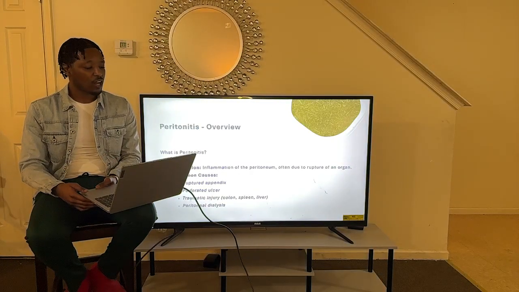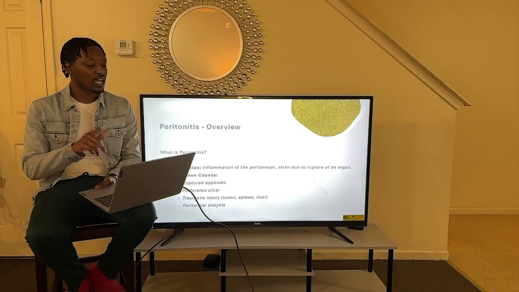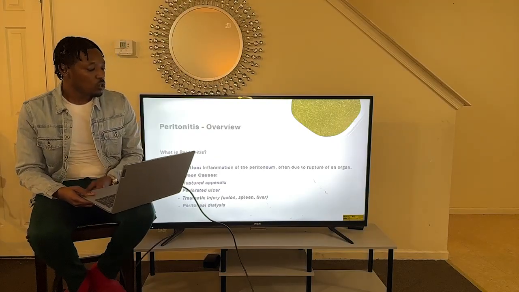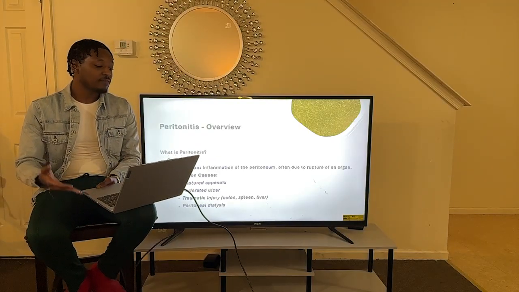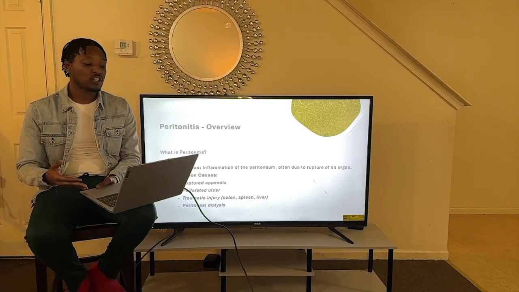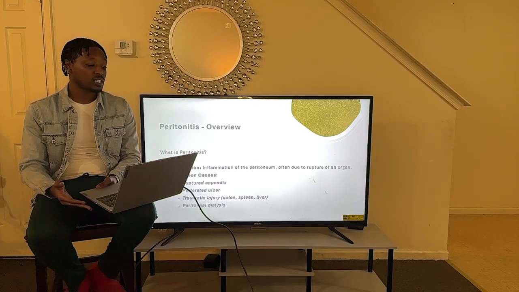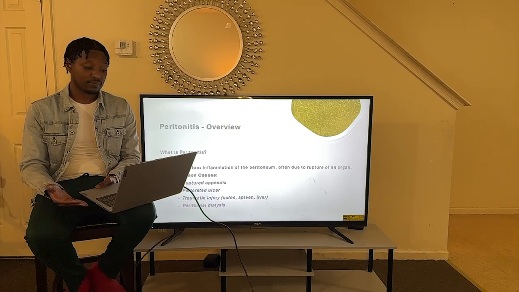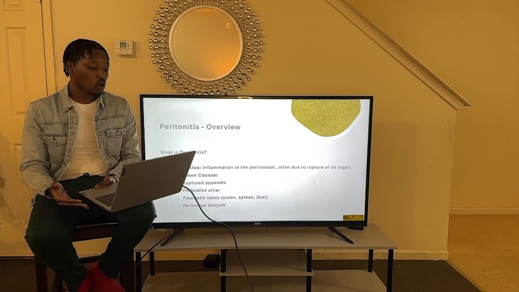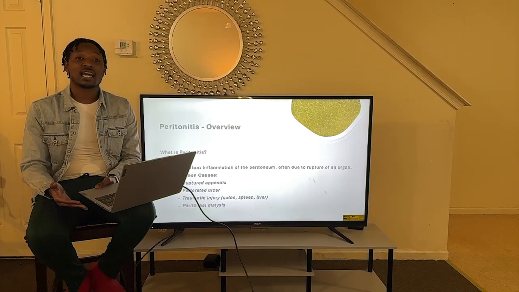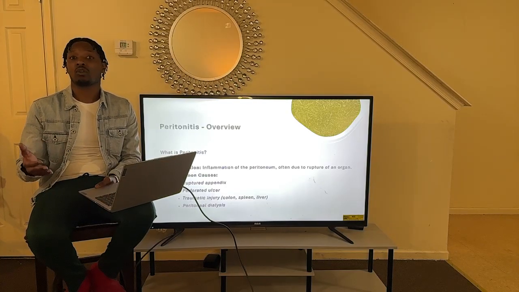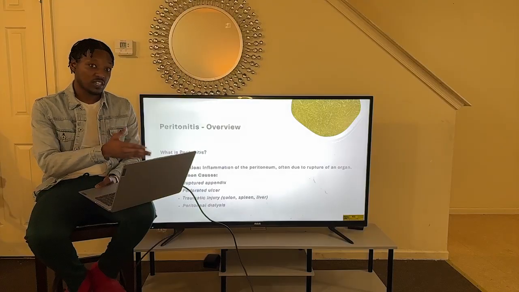Next, we have peritonitis. Peritonitis, that's how you say that word. What is peritonitis? It's an inflammation of the peritoneum, often due to the rupture of an organ. Common causes include a ruptured appendix, a perforated ulcer, a traumatic injury to the colon, spleen, or liver, and peritoneal dialysis. So pretty much peritonitis is caused by other things going on with the body that can lead to this condition.